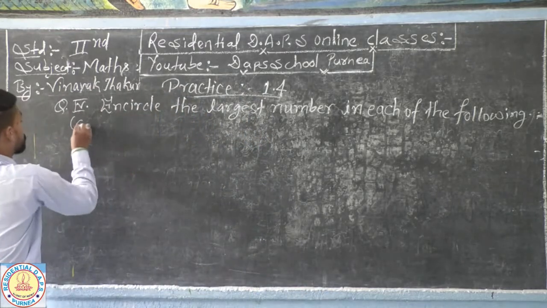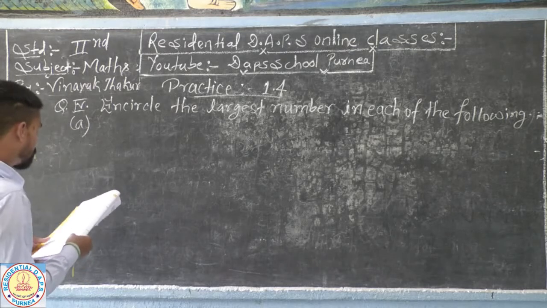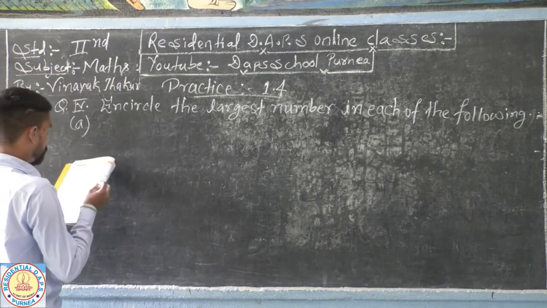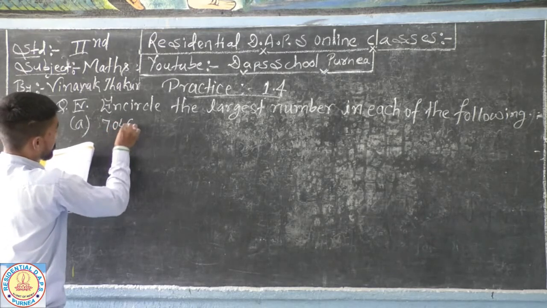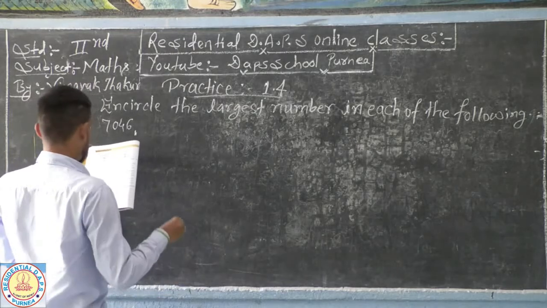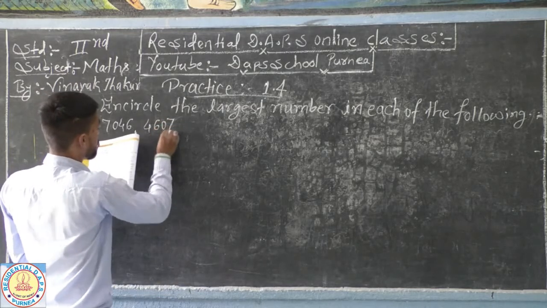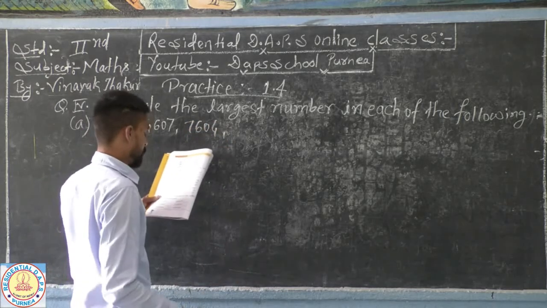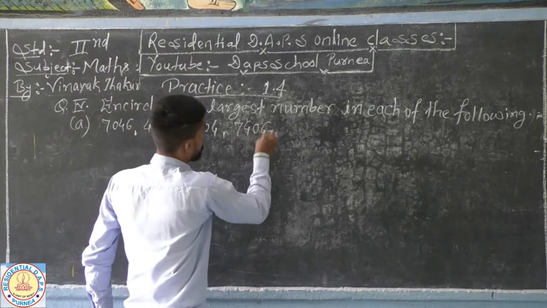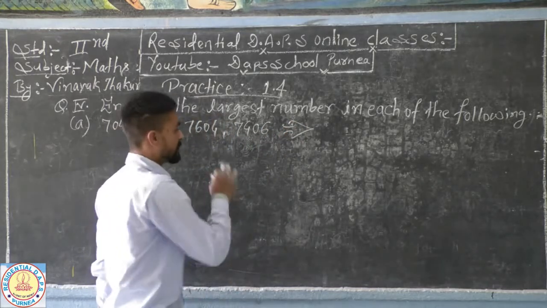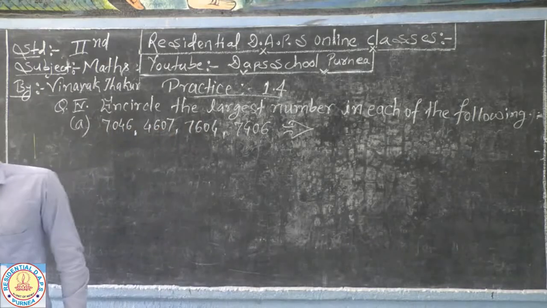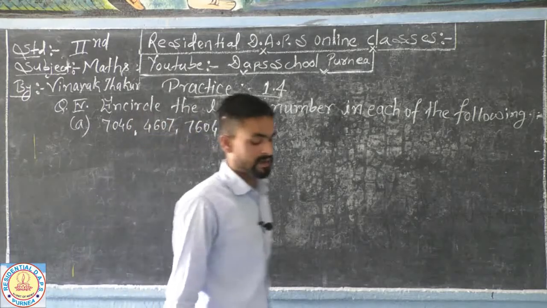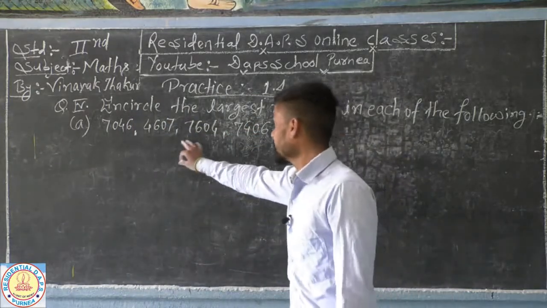In your first question, which numeral is the largest one among all? Your first numeral is 7046. This is the first one. Your second one is 4607. Third one, 7604. And at last 7406. So guys, you have to find out which number is the largest one and encircle that number.